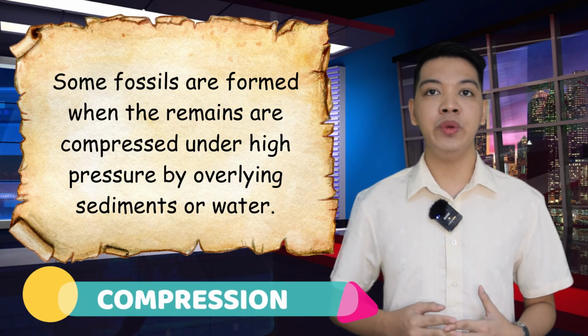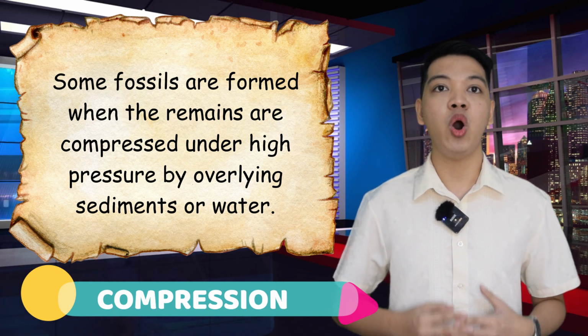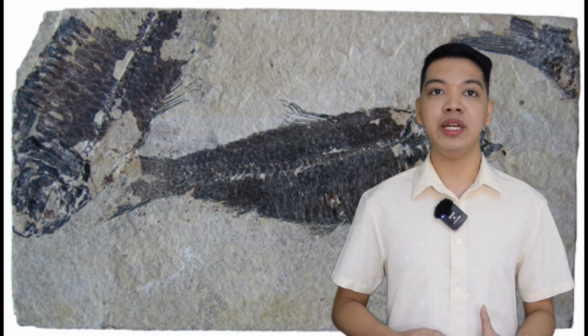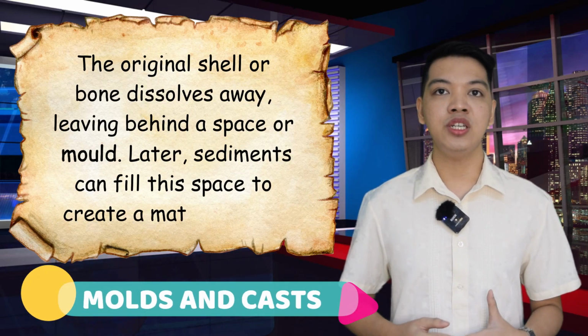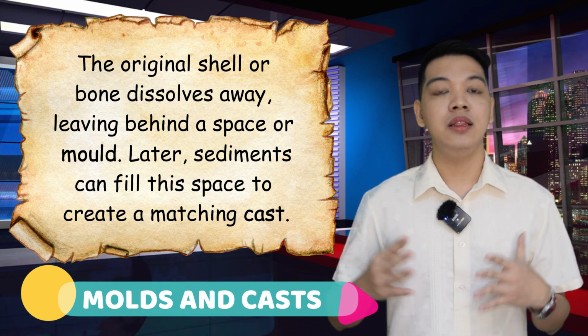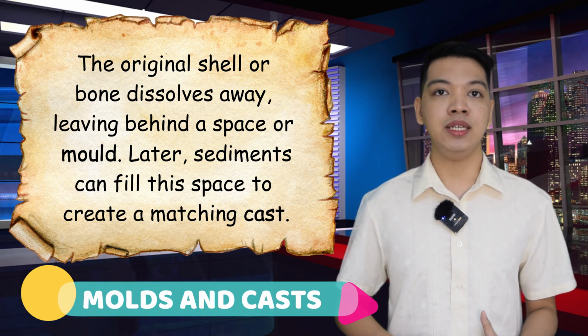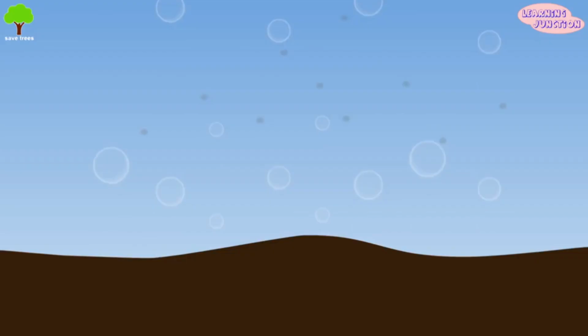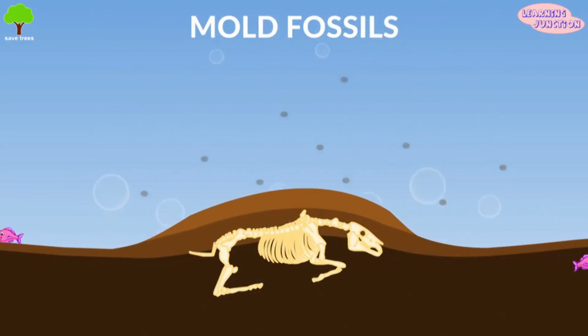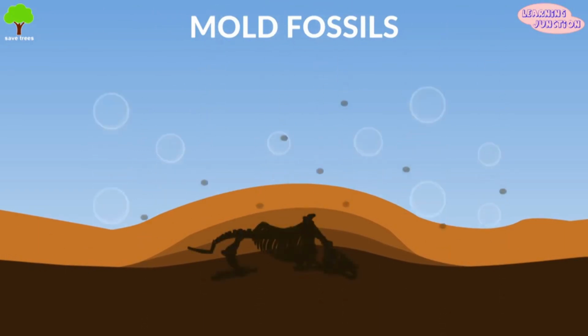Number 2, compression. Some fossils are formed when the remains are compressed under high pressure by overlying sediments or water. This pressure creates a dark imprint of the fossil. Number 3, molds and casts. In some cases, the original shell or bone dissolves away, leaving behind a space or mold. Later, sediments can fill this space to create a matching cast. Soft-bodied sea creatures are often found as molds and casts because their shells dissolve easily.